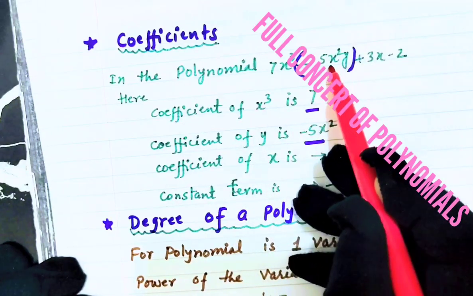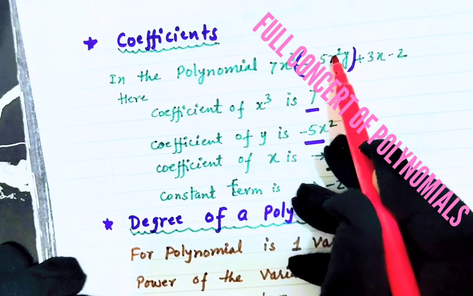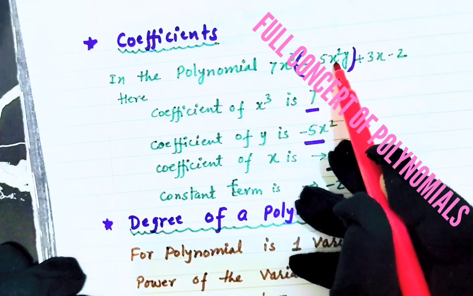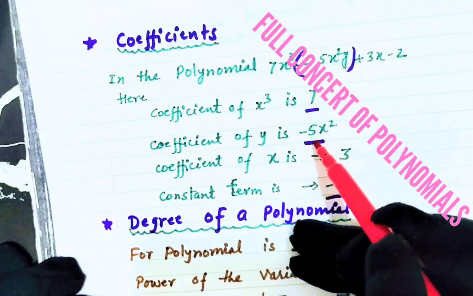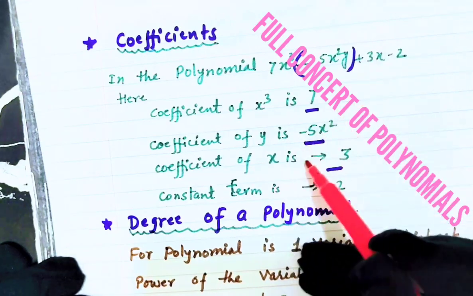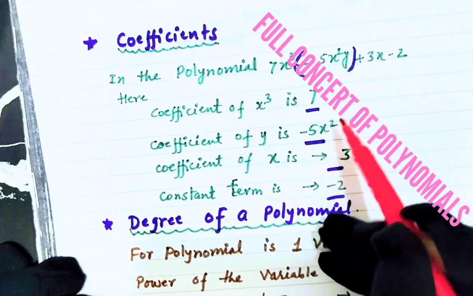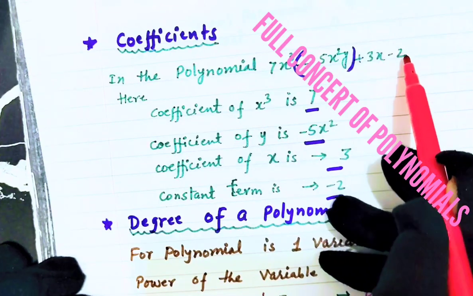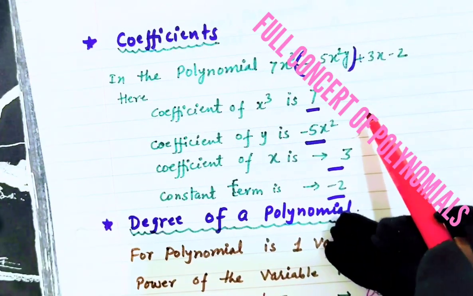Coefficient of y in the second term: what is the multiple of y? So the multiple of y is minus 5x square. So the coefficient of y will be minus 5x square. In the third term, the coefficient of x is 3. Okay, and then in the fourth term there is no variable, so it is a pure constant, so it will be called the constant minus 2.